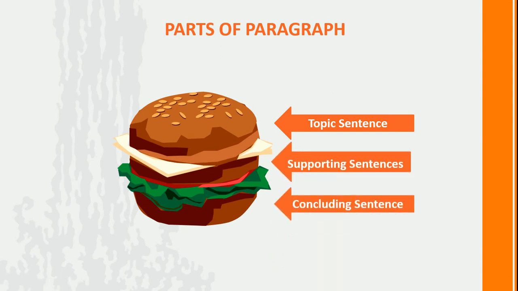So the first is topic sentence, the second is supporting sentences. Remember that supporting sentences are more than two or three. You see, supporting sentence, that's why the S is added here. With these two, there is no S. Concluding sentence, there is no S. But the middle one is written in plural form, right? Supporting sentences. Why? Because from this it's clearly understandable that it's more than two or three sentences, okay?